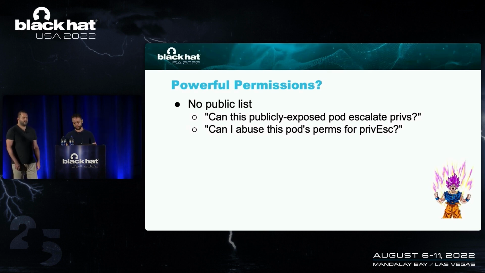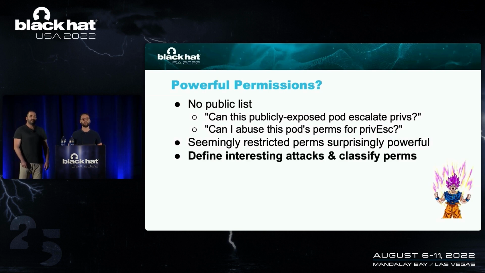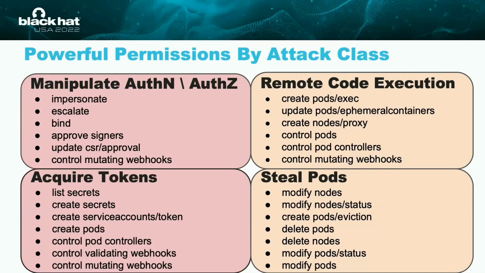So we started working and trying to figure out which permissions are actually powerful in Kubernetes, and we quickly realized that a lot of permissions that we thought were quite benign were actually quite interesting if you use them in a creative way. So our approach was that we first defined what are interesting attack classes in Kubernetes, in our view, that can allow you to get meaningful privilege escalation. And then we looked over all of the permissions in Kubernetes and classified them based on the attack classes that they can enable. And this is the mapping that we came up with. We came up with 4 attack classes, with about 20-something permissions mapped into each one.